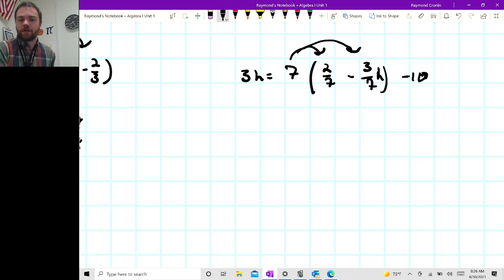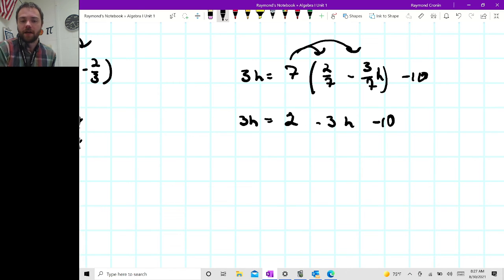And then I want to do the exact same thing. So I'm going to distribute this 7. So I've got 7 times 2 is 14. 14 divided by 7 is going to be 2. So I've got that one. And then 7 times negative 3 over 7. That's going to be 7 times 3 is, should be 21. Yeah, 21. So negative 21 divided by 7 is negative 3h minus 10, and then 3h on the other side.